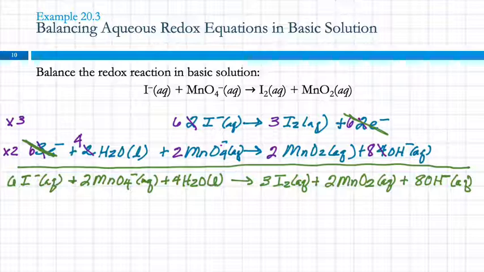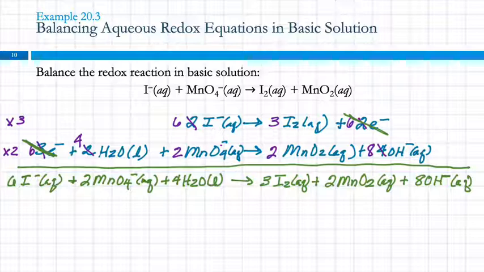Piece of cake, right? Complicated mess. Any questions? Are you serious?